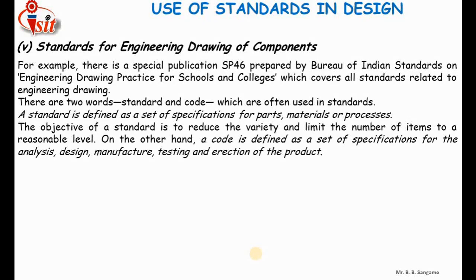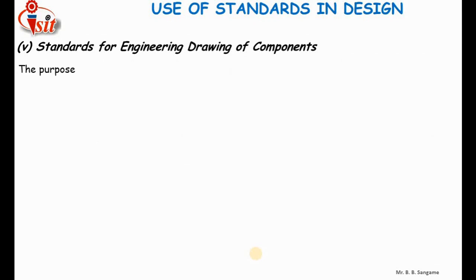There are two words, standard and code, which are often used in standards. A standard is defined as a set of specifications for parts, materials or processes. The objective of a standard is to reduce the variety and limit the number of items to a reasonable level. On the other hand, a code is defined as a set of specifications for the analysis, design, manufacture, testing and erection of the product. The purpose of a code is to achieve a specified level of safety.